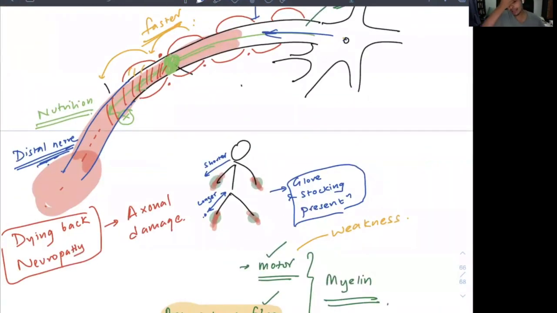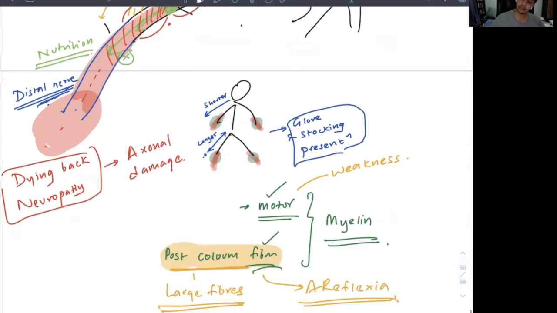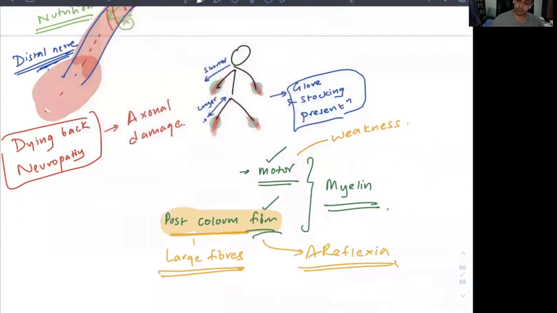Now, what else will happen because of lack of nutrients to the distal part of the nerve? You will get atrophy. The reason for this is that the muscles at the end of the nerve are not getting any stimulation. So there's no acetylcholine release from the end of the nerve terminal. So gradually your muscles start becoming disused and they go into atrophy.